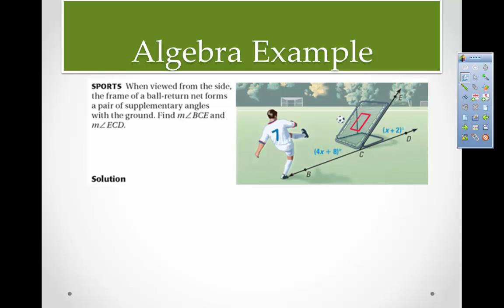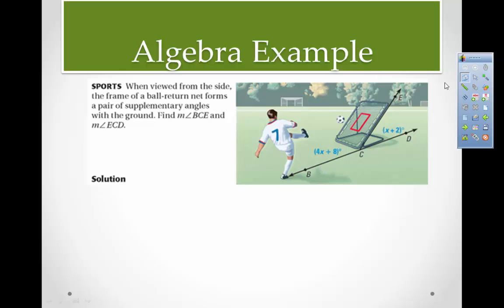Alright, here's a hokey problem. I'm not sure how many coaches go out there and draw a diagram of this soccer play and say, hey, guess what? This angle over here is x plus 2 and this one's 4x plus 8. I mean, that's just stupid. So I agree the problem's hokey, but you're going to have a couple of these hokey problems.